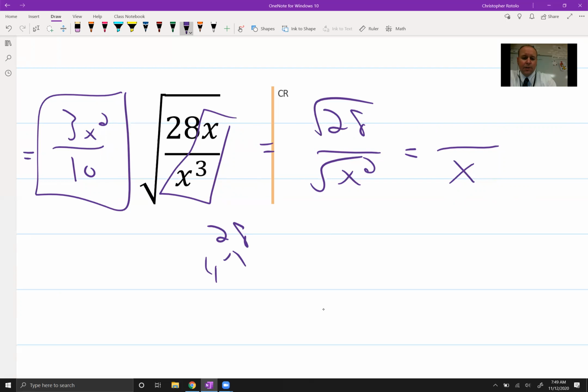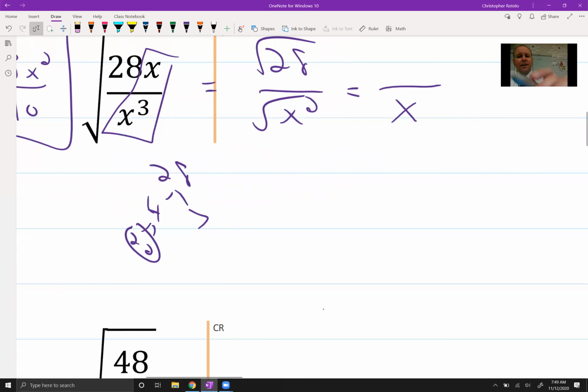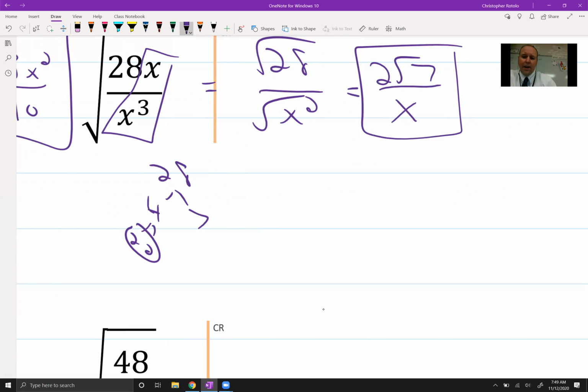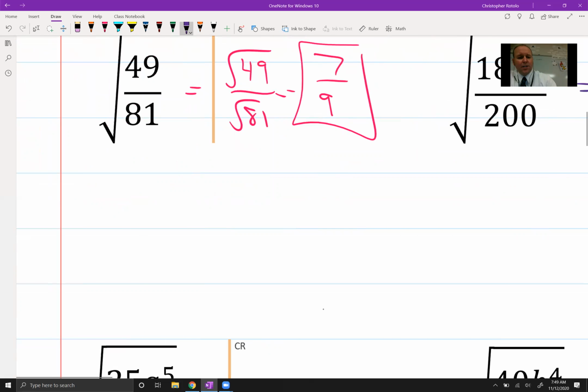28. What do you want to use? 4 and 7, right? So let's make that 2 and 2. So I have a pair of 2's. So where does that go? The inside or the outside? The outside. Good. 2 square root 7. And it's over x, right? These are my square root signs. It's early, you know? Okay, so I get some more fractions going on down here.